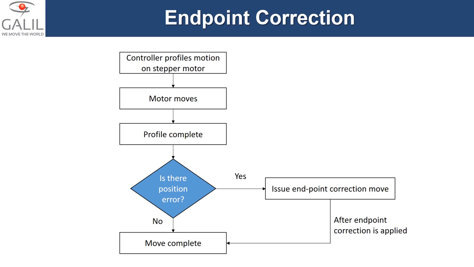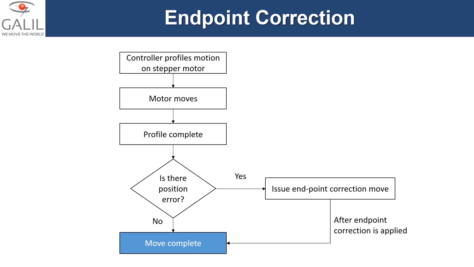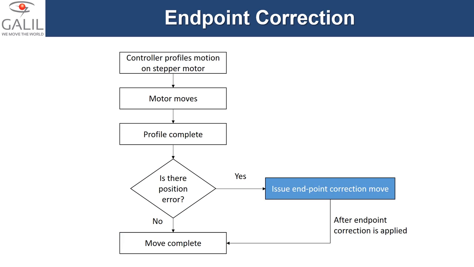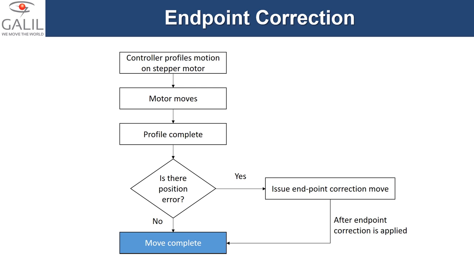After the motor has stopped moving, the user can check to see if there is position error. If there is no position error, the move is complete. If there is position error, then a correction move is performed. Once the correction move is performed, the motor has reached the desired position.